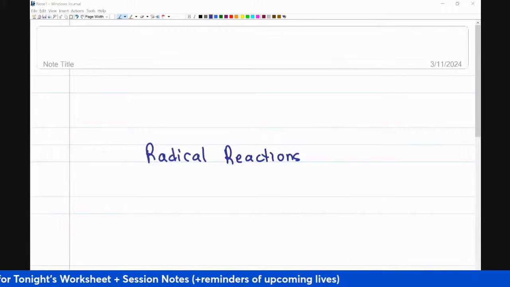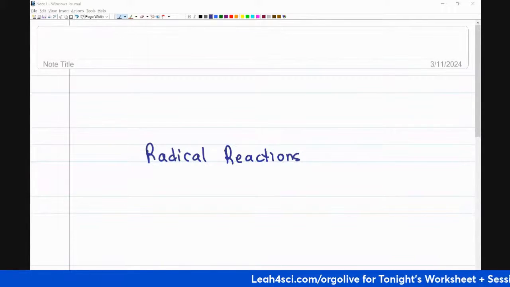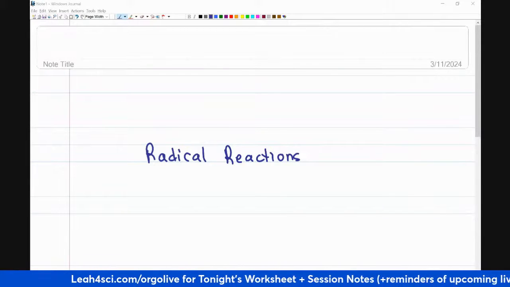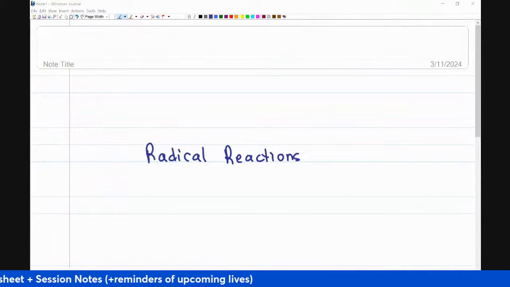Welcome, everyone, to tonight's session on radical reactions. Tonight's session is going to cover the basics and stability, the arrows, the steps of a radical reaction: initiation, propagation, termination, and a fun trick there, radical halogenation for alkanes, alkenes, and allylic halogenation.